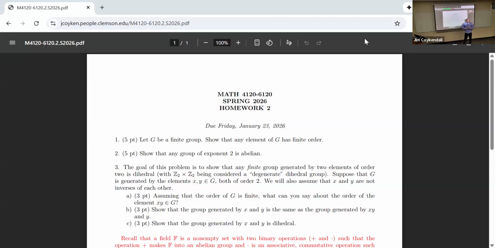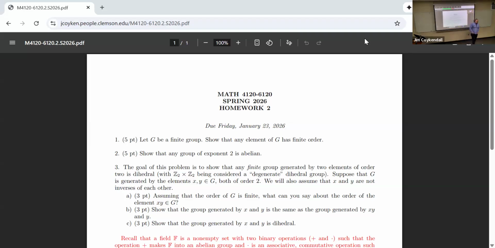Show that any group of exponent 2 is abelian. Anybody remember, what does it mean for a group to be of exponent 2? It means the order of every element in the group divides 2. In other words, every element in that group has order 2 or 1. And the only element that has order 1 is the identity. So everything in here except the identity has order 2.